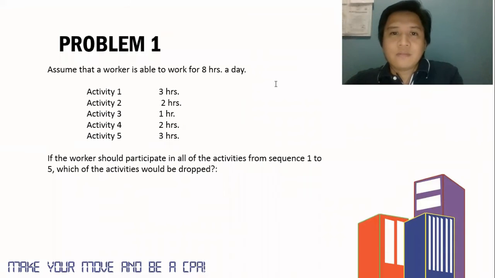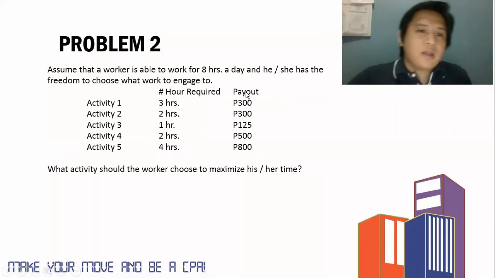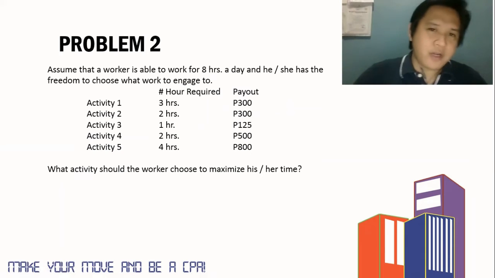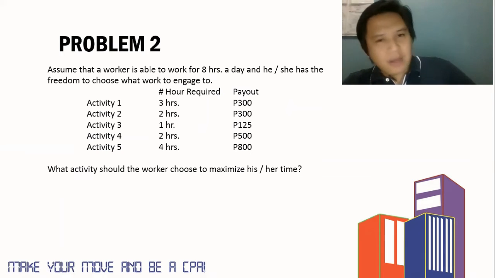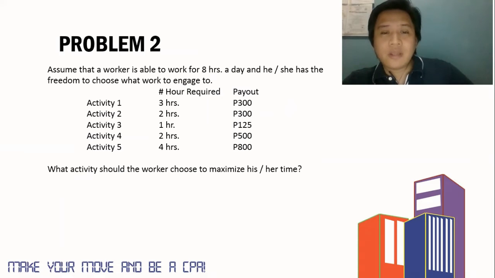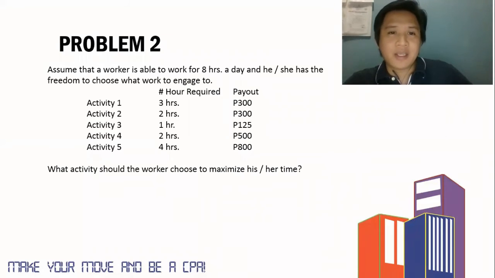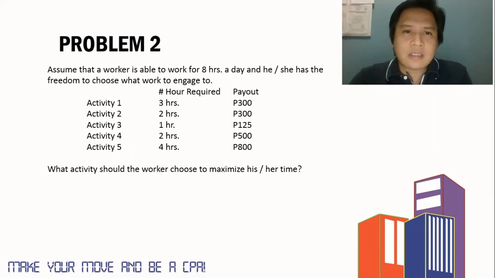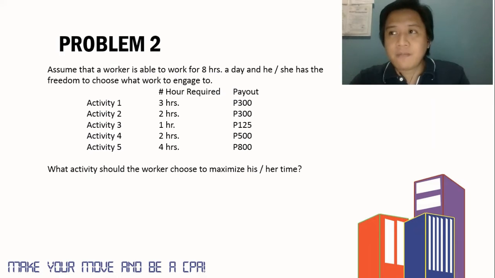Okay, now, second problem. Okay. Now, almost same data, guys. Okay, we have 5 activities. However, meron tayong iba-ibang payout. There are different payout for every activity. Let's say, this assumption, no, kasi in the US, some of the employees there have 2 to 5 jobs. Okay, depende kung ano yung offering. Okay, so that they can sustain their living.